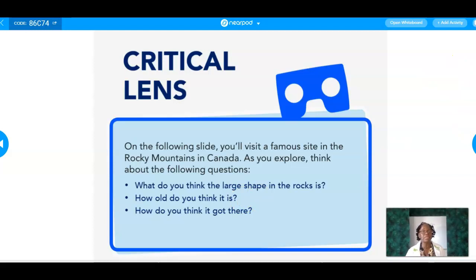This is definitely a field trip that the students would not be able to take, especially during COVID-19. But even if they lived in Florida or South Carolina, they would not be able to take this trip to the Rocky Mountains in Canada. So let's take the field trip together.